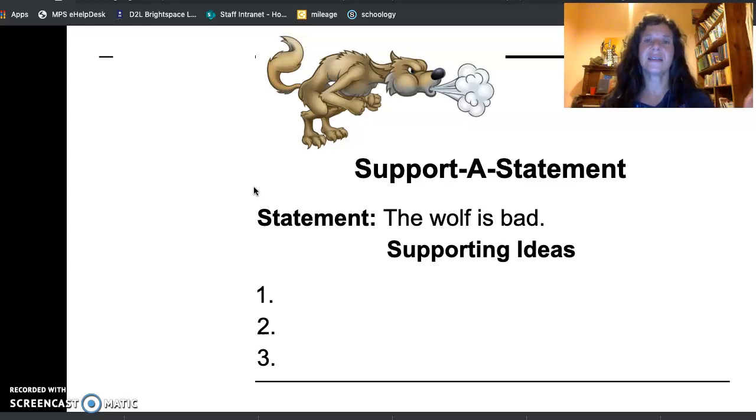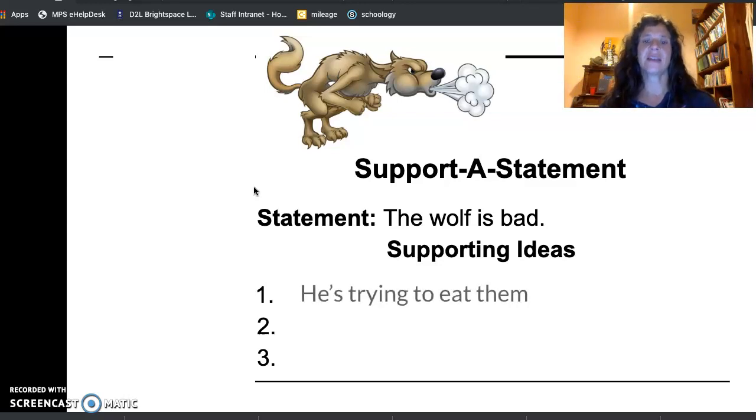She is constantly saving the day, right? And the supervillain is all bad. They only do bad things, right? So the wolf is bad. Do you think that we can conjure up some ideas from the story of The Three Little Pigs that support that statement? The wolf is bad.